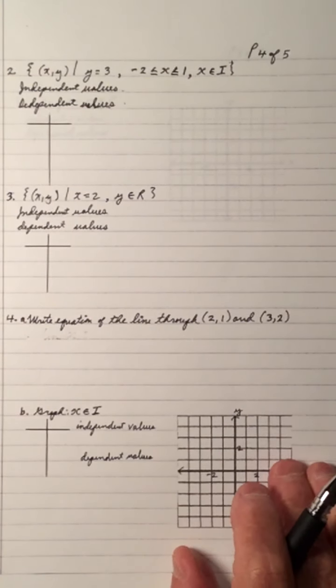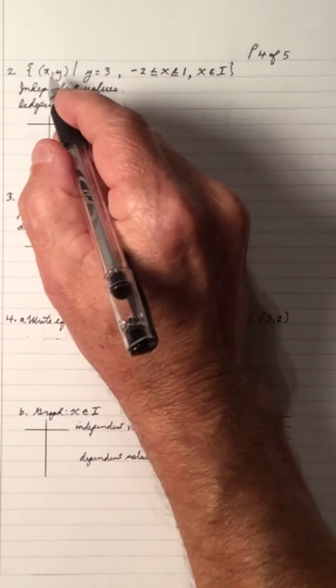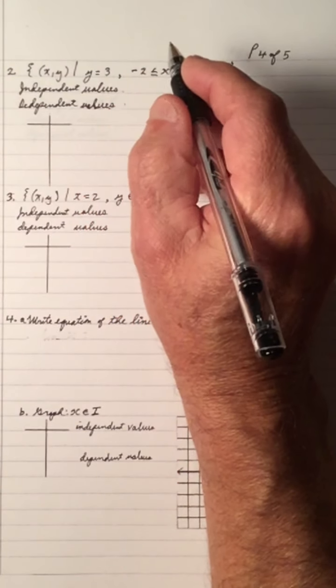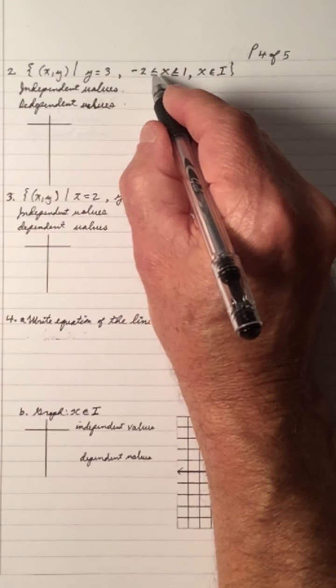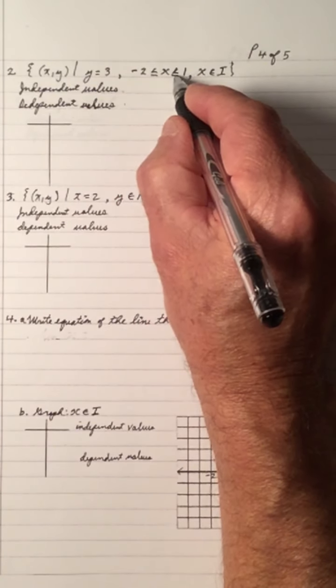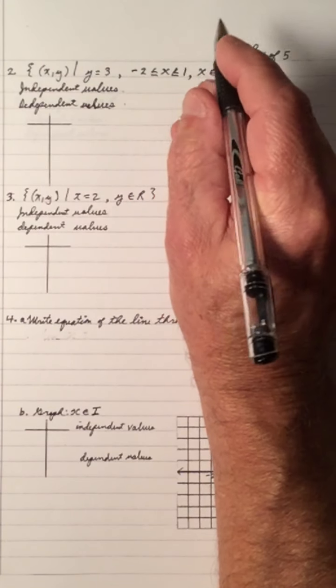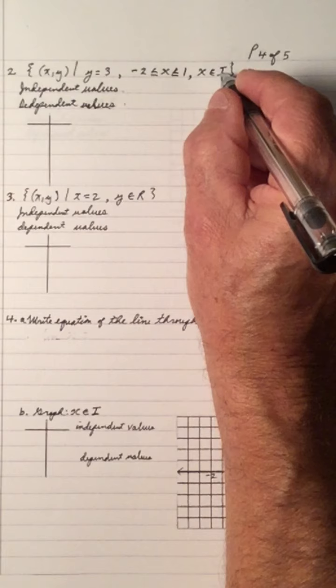And another one to do, pause the video and work this one out. A set of all x and y such that y equals 3, where negative 2 is less than or equal to x, less than or equal to 1, and we have the set of integers. Notice it's equal to negative 2. Equal to, that means these are included. So the independent variables are integers.